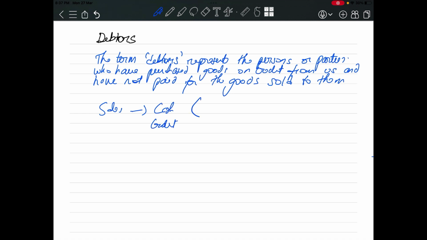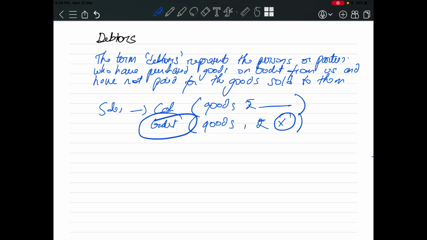I have explained that sale is of two types, cash and credit, right? Cash sale simply means a person buys goods from you and he pays you money immediately. Credit sale is you sell goods to a person and he does not pay you money. He purchased goods on credit. I hope you are clear with cash and credit sales. Now the person to whom you have sold the goods will be called your debtor.